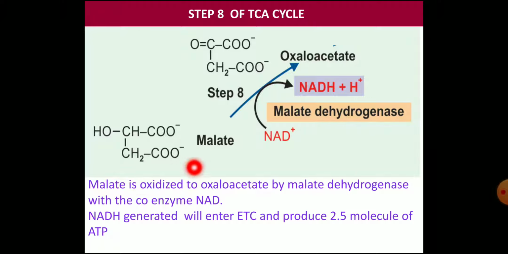So malate is oxidized to oxaloacetate by malate dehydrogenase with the coenzyme NAD, and the NADH generated will enter the ETC to produce 2.5 molecules of ATP. Okay, this much is the cycle of reaction. You have to draw and study the reaction cycle properly with all the substrates, enzymes, coenzymes, and the energetics, everything. So then only you'll get full marks. You need not write the structure of the substrate, only the name of the substrate, that is malate, oxaloacetate, etc.